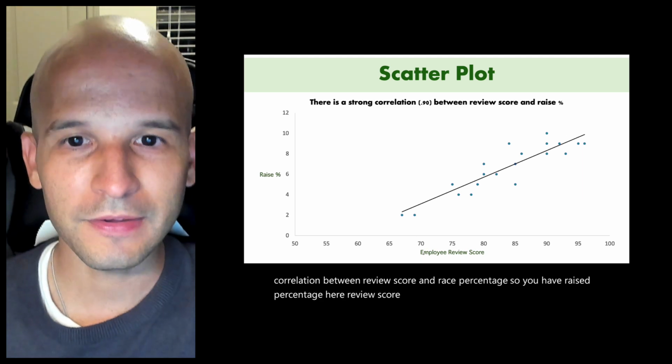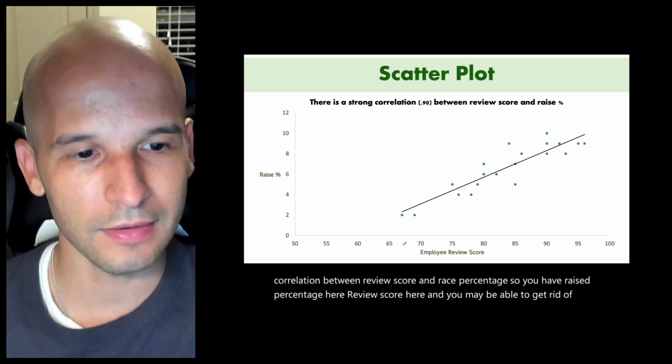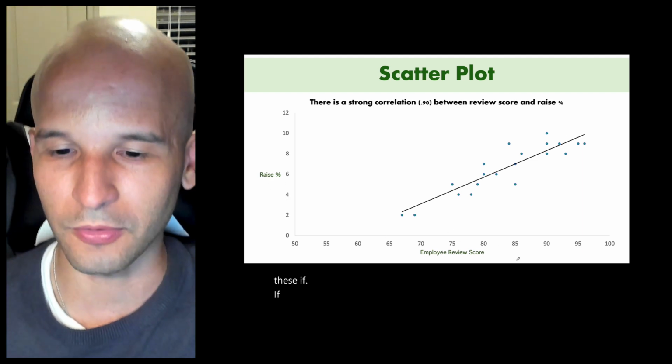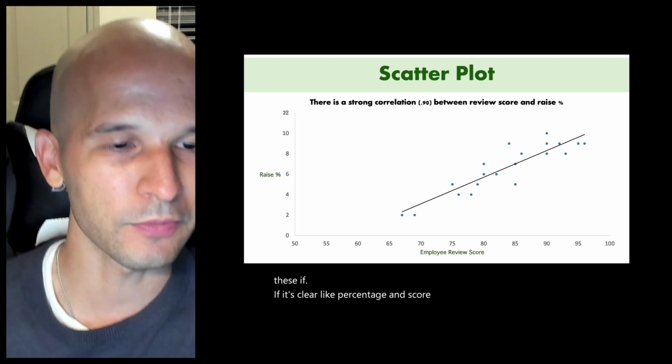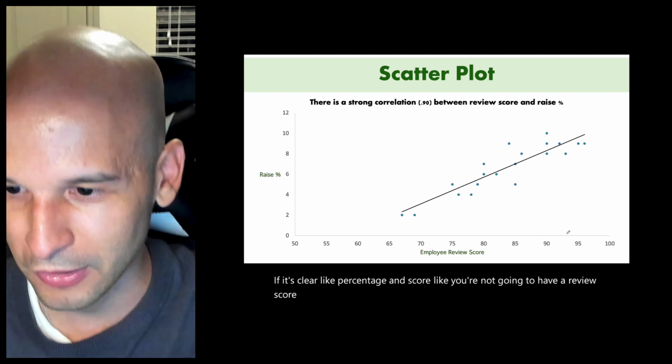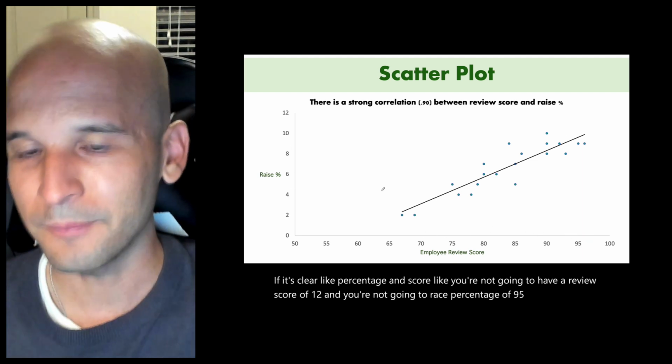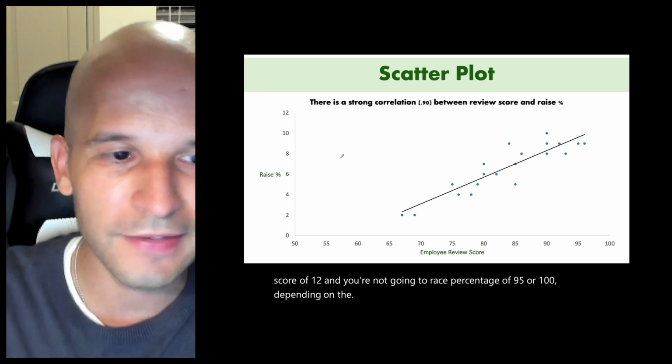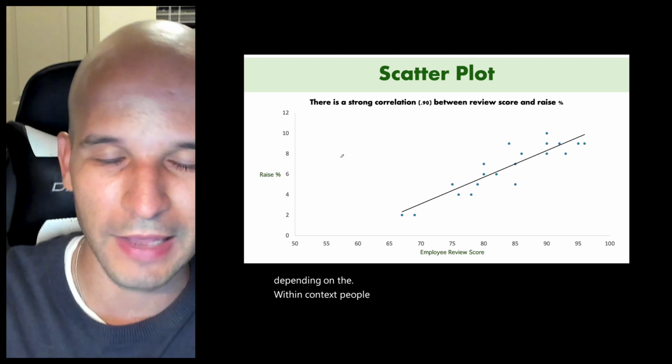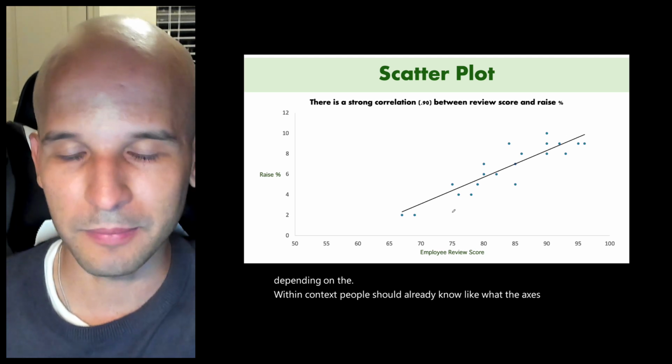And you may be able to get rid of these if it's clear, like percentage and score. You're not going to have a review score of 12, and you're not going to have a raise percentage of 95 or 100. Depending on the context, people should already know what the axes are. But if you need to label them, label them.